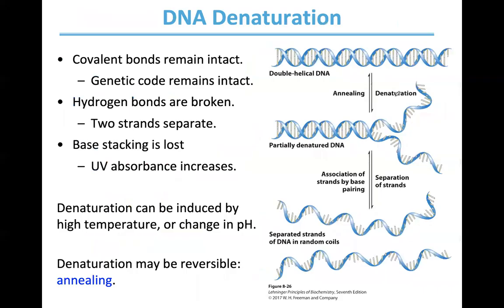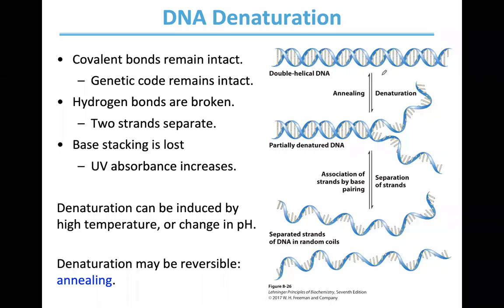All right, so DNA can undergo denaturation. Just like with proteins, when you heat them, they will lose their three-dimensional structure, they will denature. Same thing with DNA, right? So if you heat DNA, the covalent bonds will remain intact, and the genetic code will not be lost unless you overheat it, obviously, over 100 degrees Celsius. But the genetic code will remain intact, but hydrogen bonds will break, and the two strands will separate, right?